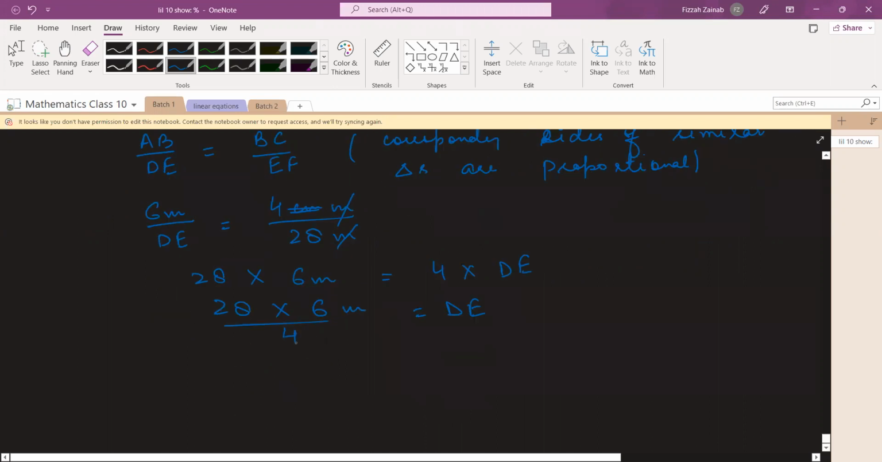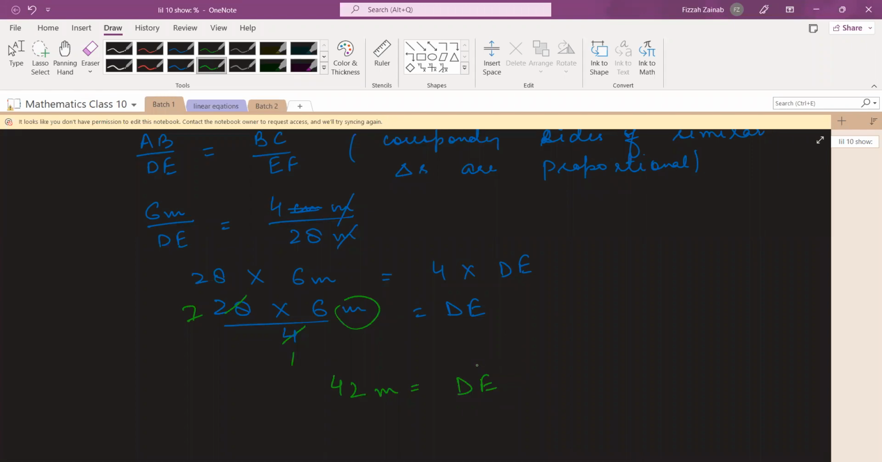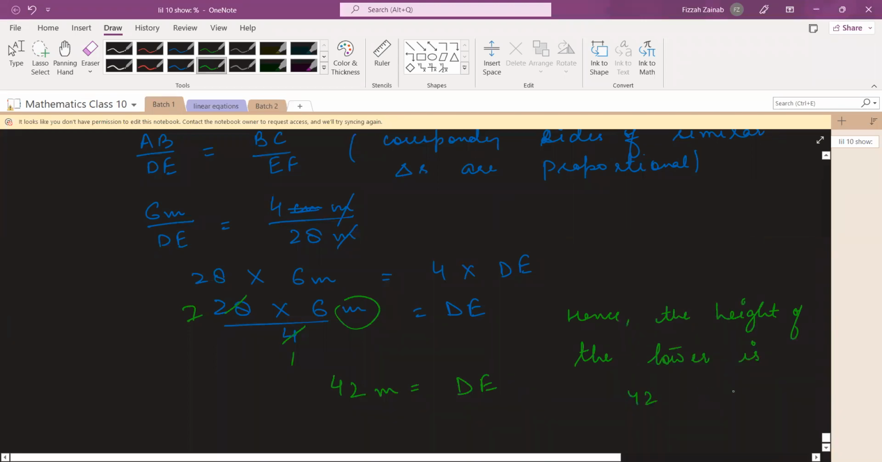Then 4 into 7, and 7 into 6 is how much? 42. So 42, and 1 meter will remain here. So 42 meter is the length of the tower. Not length, sorry, height. So hence the height of the tower is 42 meters.